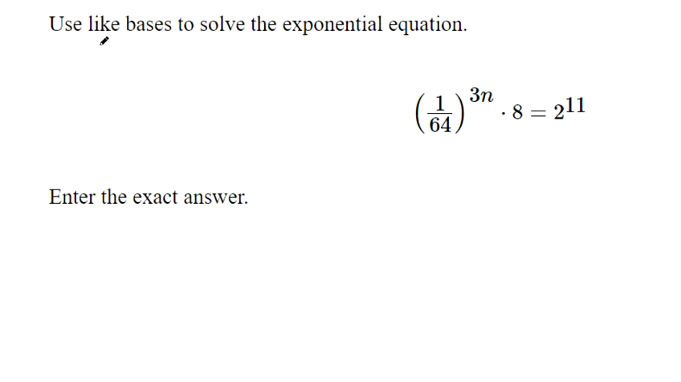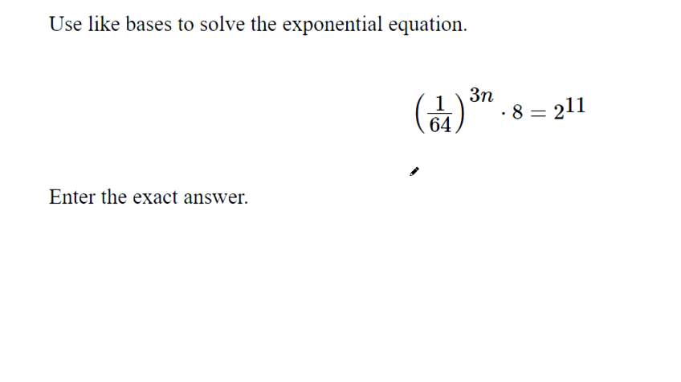They say use like bases to solve the exponential equation. What that means is, like, 4 to the 11th, the base is 4. And if that was equal to 4 to the x power, we're using like bases to say x must equal 11. That's the only way that those two things could equal each other.